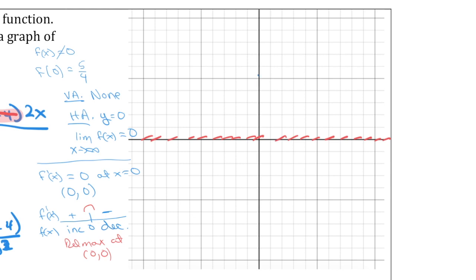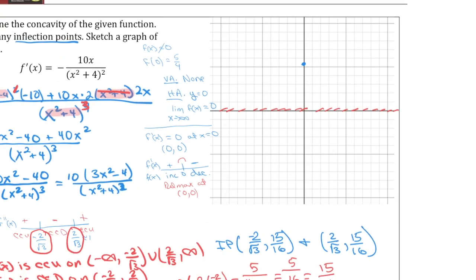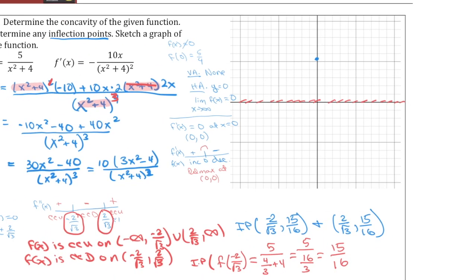Your graphs do need to be drawn as precisely as you possibly can. Inflection points. So if our inflection points are near 1, 1. So near 1, 1, but a little bit lower. Let's call it right here. And then 1 on the right side. There we go. So those will be my inflection points.